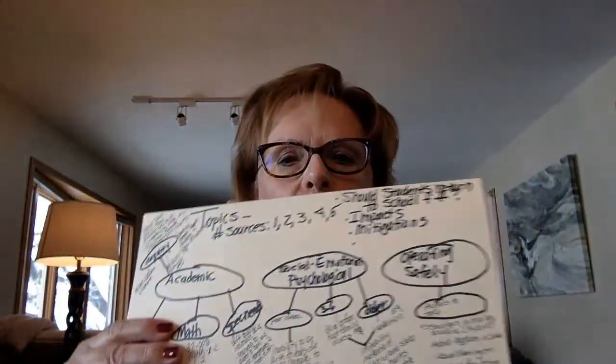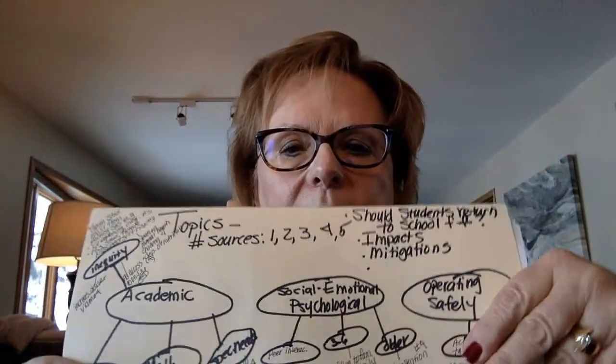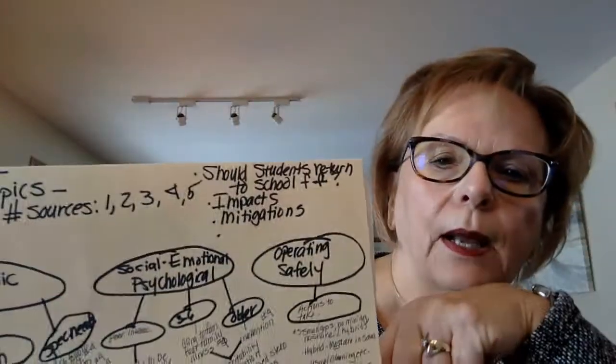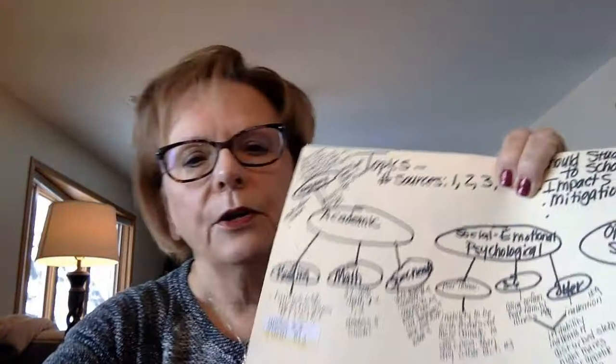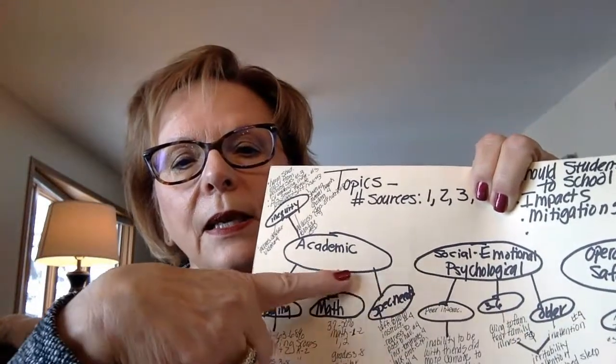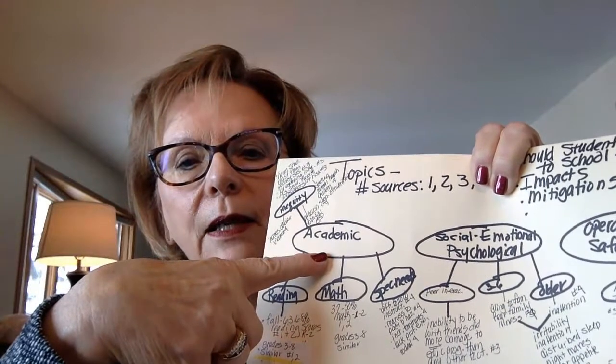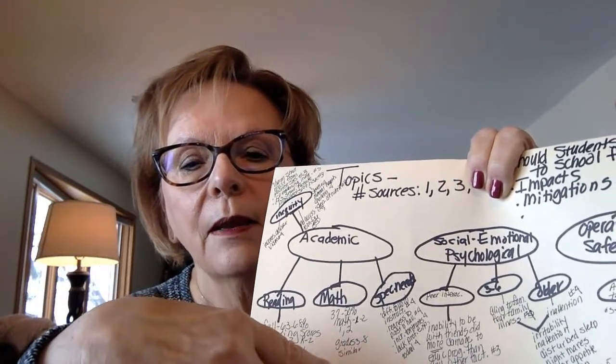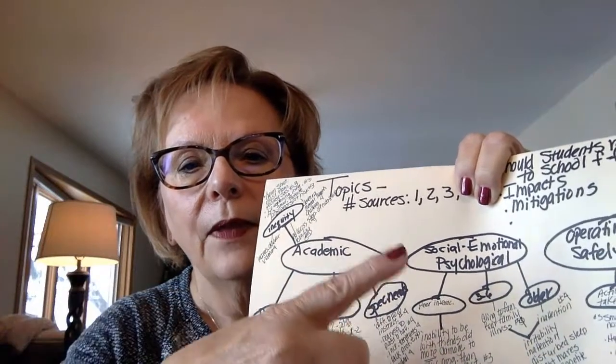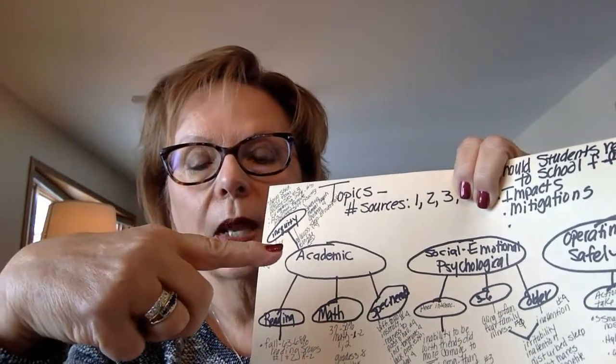As I started reading these sources, I noticed that, and this is my organizer. Now remember, it doesn't have to be pretty, and this one is not pretty. However, what it did for me was to organize my thinking. So as I started reading about academics, I could see that the sources were divided into reading, math, kids with special needs, and then they also addressed inequities. So as I started reading, I took notes.